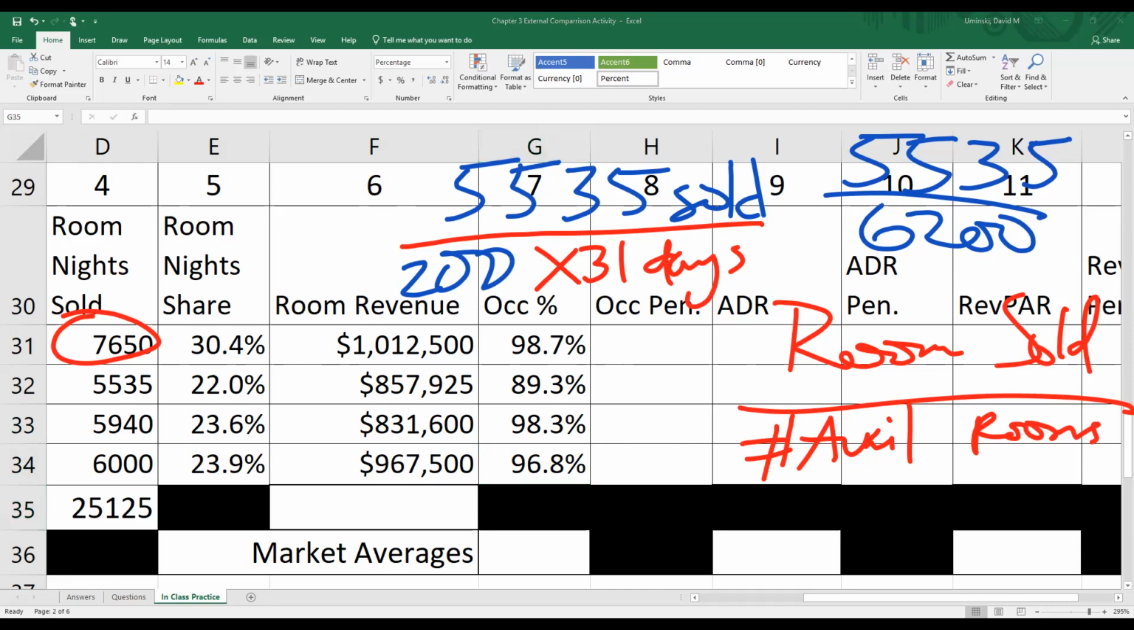Okay, so let's say that again. You do the 7650 divided by 250. What you want to do first is the 250 times 31, which is 7750. Do that first so you know, and then you can divide 7650 divided by 7750, and it'll give you the percentage.